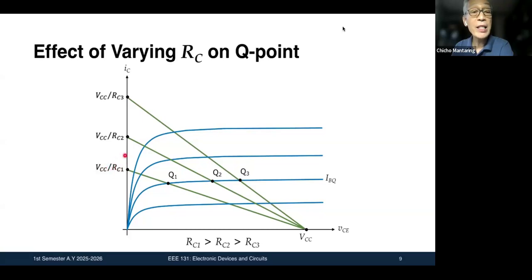If I decrease RC, my IC will increase. So this is the smallest value of RC, the next, and the next. This is the next. So that is the effect of RC on the Q point.